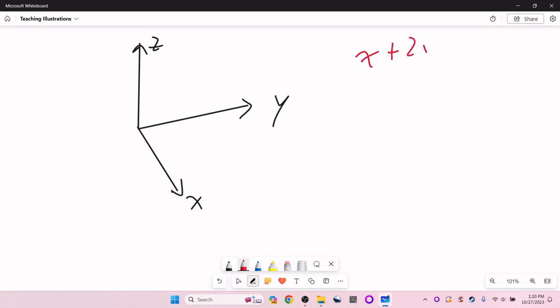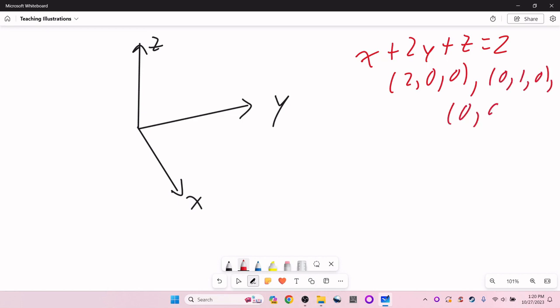So x plus 2y plus z equals 2. So that means we have intercepts of (2, 0, 0), (0, 1, 0), and (0, 0, 2). So here's here, and here, and here, which would give us a plane that looks like this.